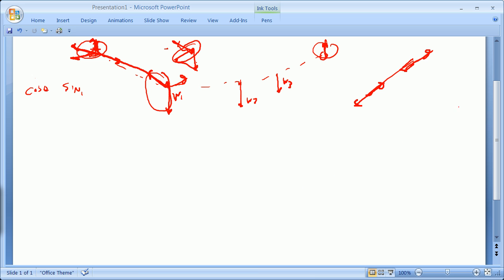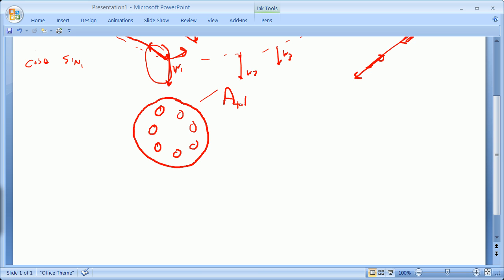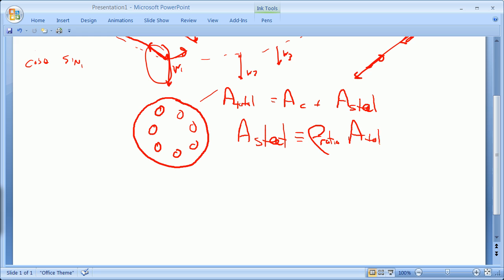So I'm going to go now and talk about something we've talked about in the past, and that is a composite section. If in fact you have something with area of concrete and some area of steel, the area total equals the area of the concrete plus the area of the steel. And the area of the steel is usually some reinforcement ratio times the area total.